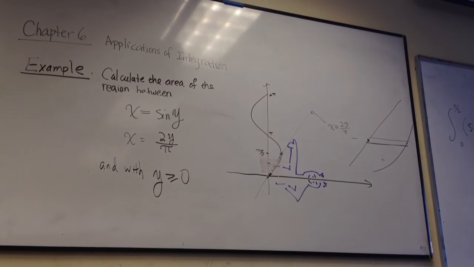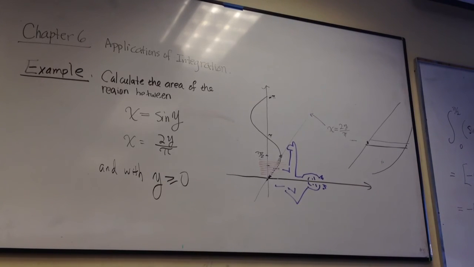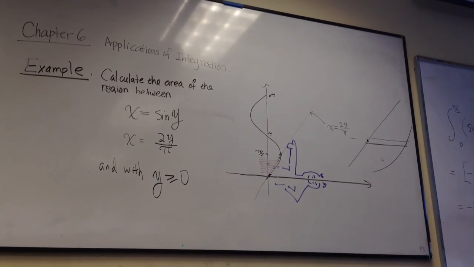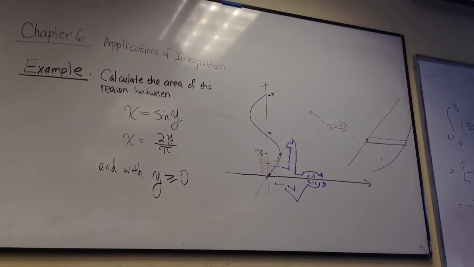All right, so let's quickly do it. This one is what? Negative cosine y, correct? And from 0 to pi over 2. And then minus what? 1 over pi y squared, correct? And from 0 to pi over 2. So this one becomes negative cosine pi over 2, which is what? 0, right? Minus negative, right? Minus and then negative what? Cosine 0. What is cosine 0?